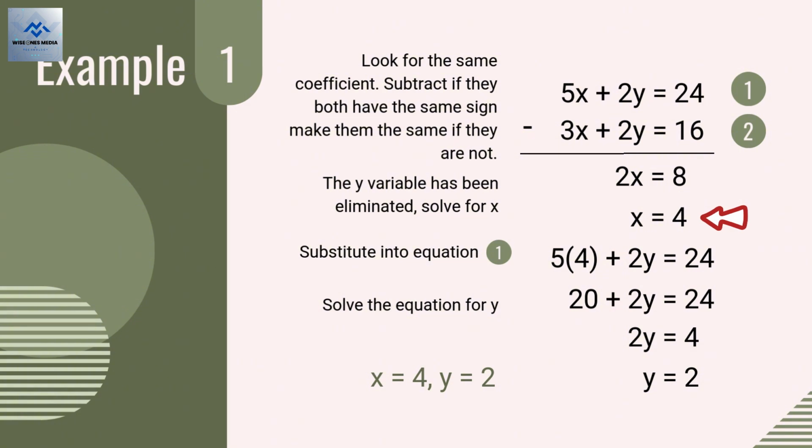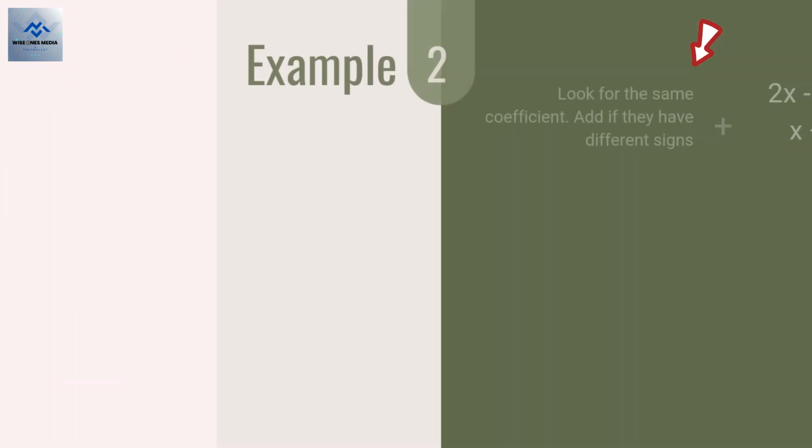X equals 4. Substitute x equals 4 into the first equation. 5 times 4 plus 2y equals 24. Simplify. 20 plus 2y equals 24. Subtract 20 from both sides. 2y equals 4. Divide both sides by 2. Y equals 2. Solution. X equals 4 and y equals 2.